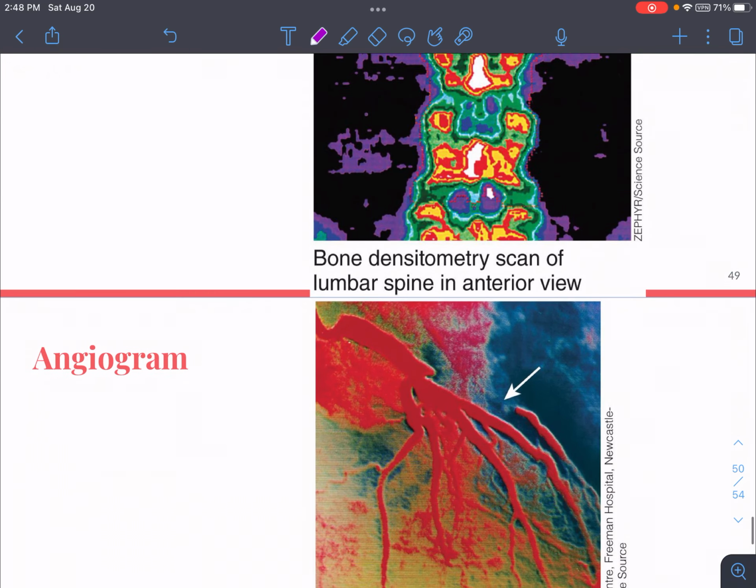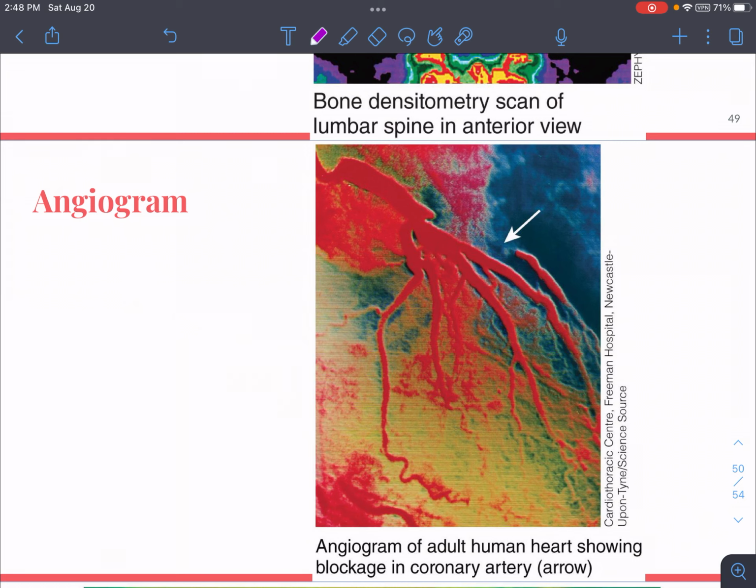Angiogram. This is an angiogram of the heart. There's lots of blood vessels on the surface of the heart that help feed the muscle of the heart to keep your heart pumping. If we see this here, there's a block because there's nothing there. There's a block in one of the arteries of the heart. That is showing that that person had a heart attack, which is a blockage of blood flow to the heart somewhere.